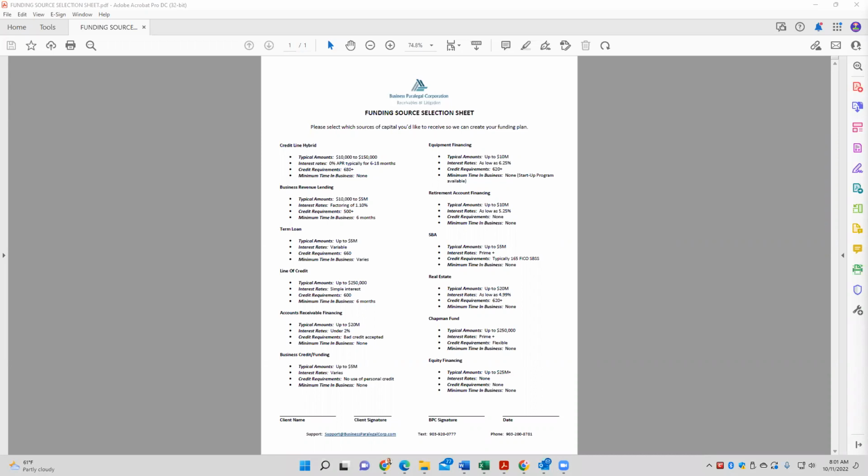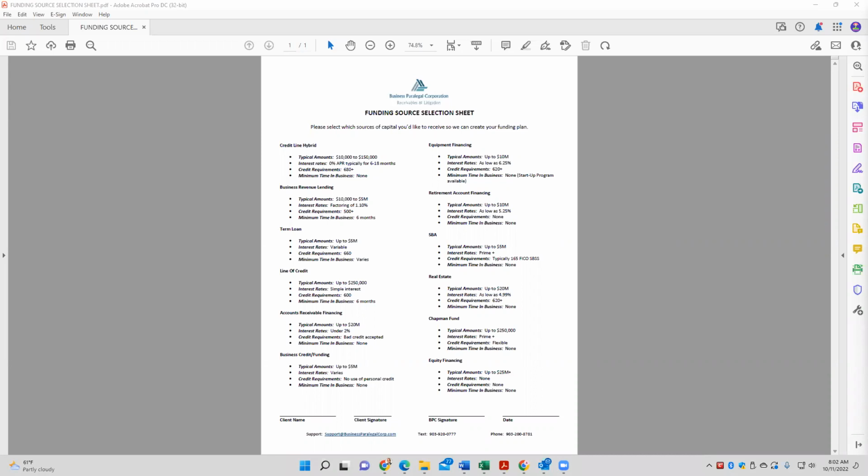But today we're going to talk about the new funding source selection sheet, which should be a shared page. I'll make it larger and we'll go through the highlights. But before we dig too deep into that, I think it's important to understand how this could be used.